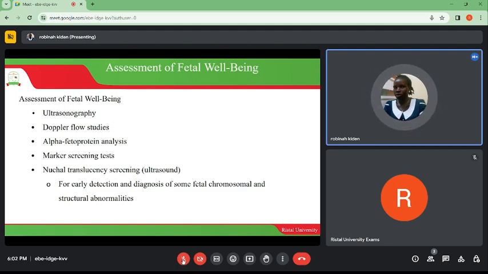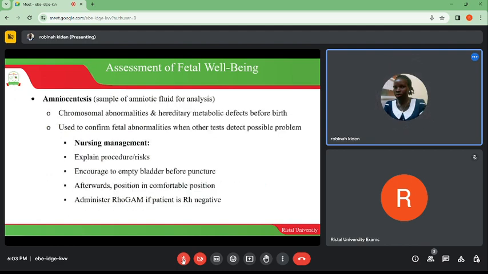So in our country currently, I think some of them are not there, but I am very sure we have the ultrasound, we have ultrasonography, likely. Then Doppler is also there. Then we have other assessments that can be done, such as amniocentesis. That is, a sample can be taken from the amniotic fluid for analysis.